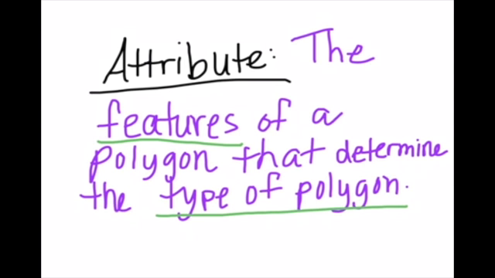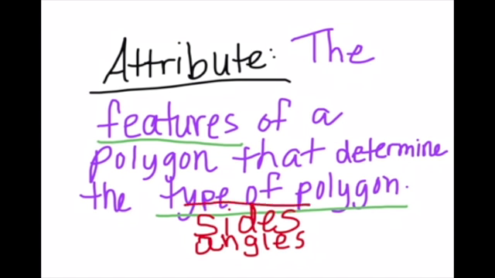So attributes that we are really going to be focusing on this year are how many sides a polygon has and how many angles, because those things are going to tell us what type of polygon we have. For example, something that has 3 sides would be a triangle. Same with 3 angles. So we know that if it has those attributes of 3 sides, 3 angles, then we know it's classified as a triangle.